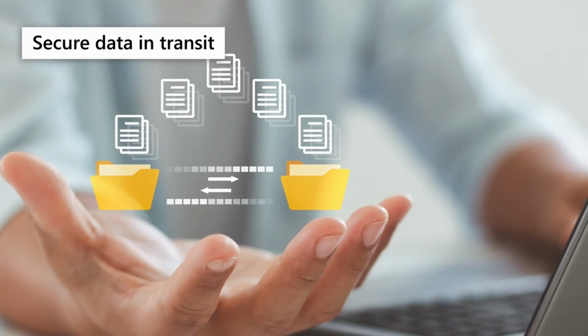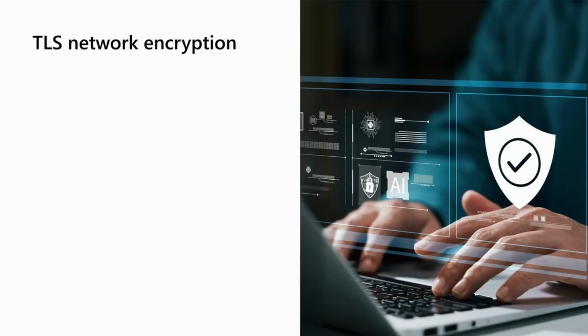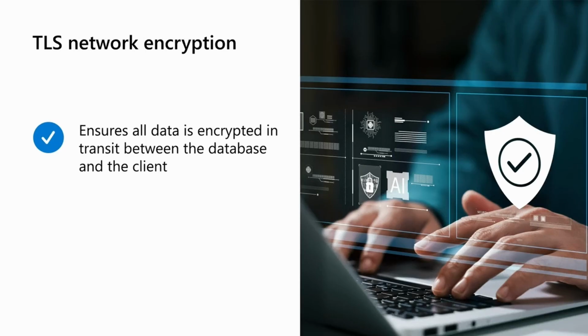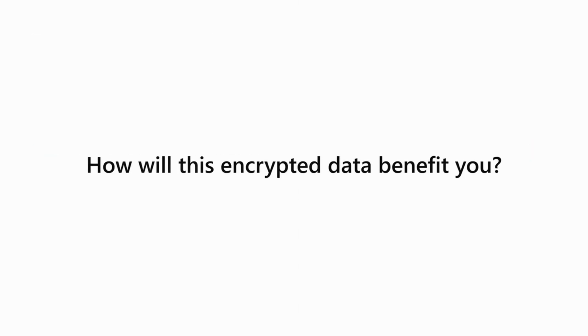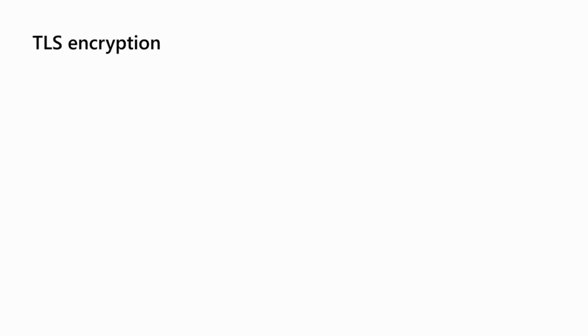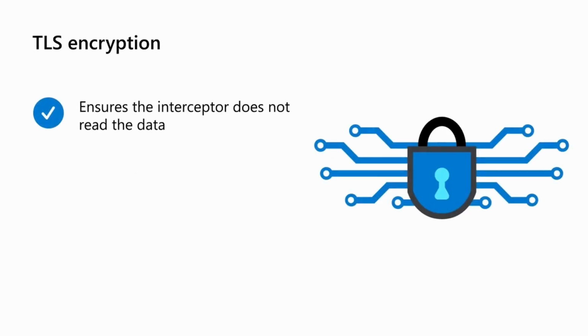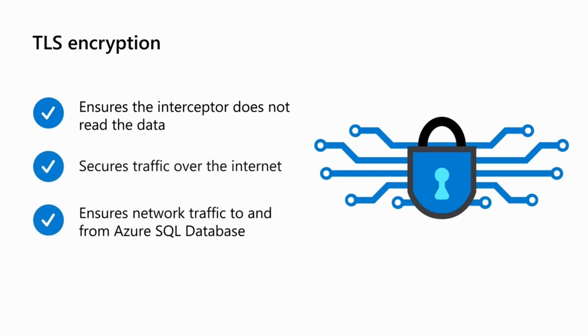Azure SQL Database enforces Transport Layer Security Network Encryption or TLS network encryption for all connections. This ensures that all your data is encrypted in transit between the database and the client. So how will this encrypted data benefit you? By using TLS encryption, you can ensure that anyone who may have intercepted this traffic between the app server and database will not be able to read the data. In simpler terms, TLS encryption is a standard for securing traffic over the internet and ensures your network traffic to and from Azure SQL Database.